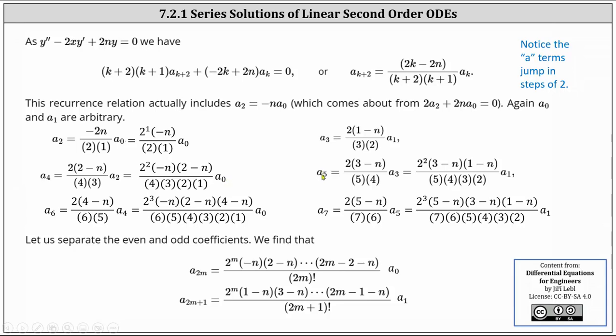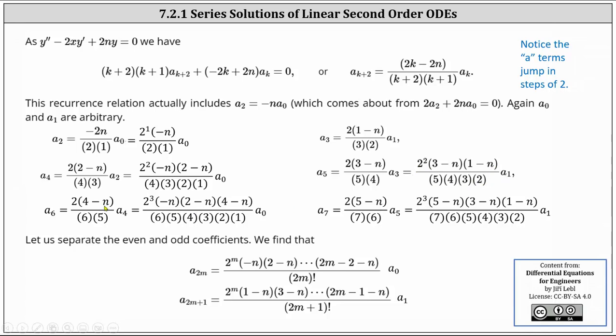For a sub 5, k is equal to 3. The numerator starts as 6 minus 2n, which factors as 2 times the quantity 3 minus n. And we have divided by the product of 5 and 4 times a sub 3. To write a sub 5 in terms of a sub 1, we perform a substitution for a sub 3 shown above. This gives us a sub 5 equals 2 squared times 3 minus n times 1 minus n, all divided by, we'll call this 5 factorial times a sub 1.